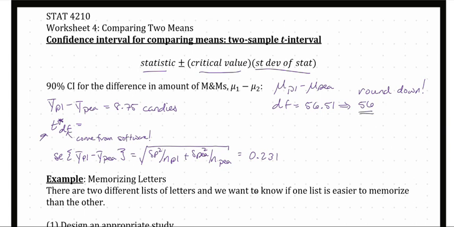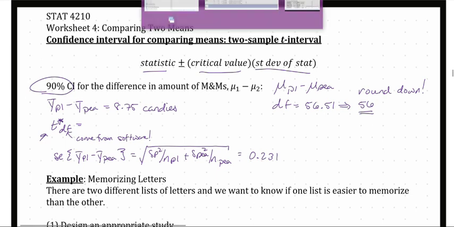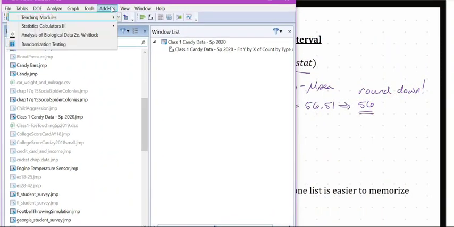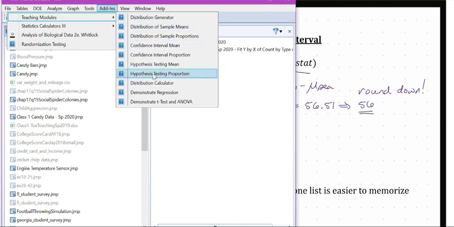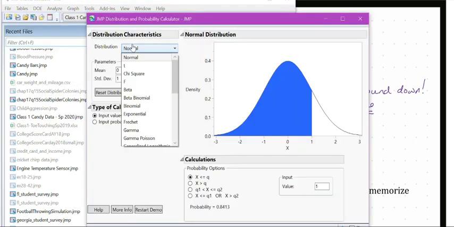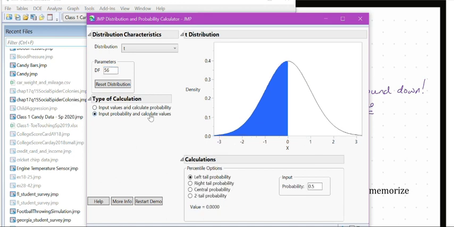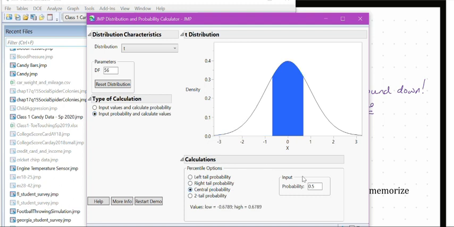So we have 56 degrees of freedom, and then I'm just going to go to the distribution calculator and use it the way we always do. In this case, I want a 90% confidence interval, so I'm going to use 90% for my probability. So I go to JMP, I go to my add-ins, my teaching modules distribution calculator. I want a t-distribution with 56 degrees of freedom. I want 90% confidence, so that 90% is a probability, and I'm going to calculate my critical value. The central probability is 0.9, and I want to know how far away from the middle I need to go to get that 90%.